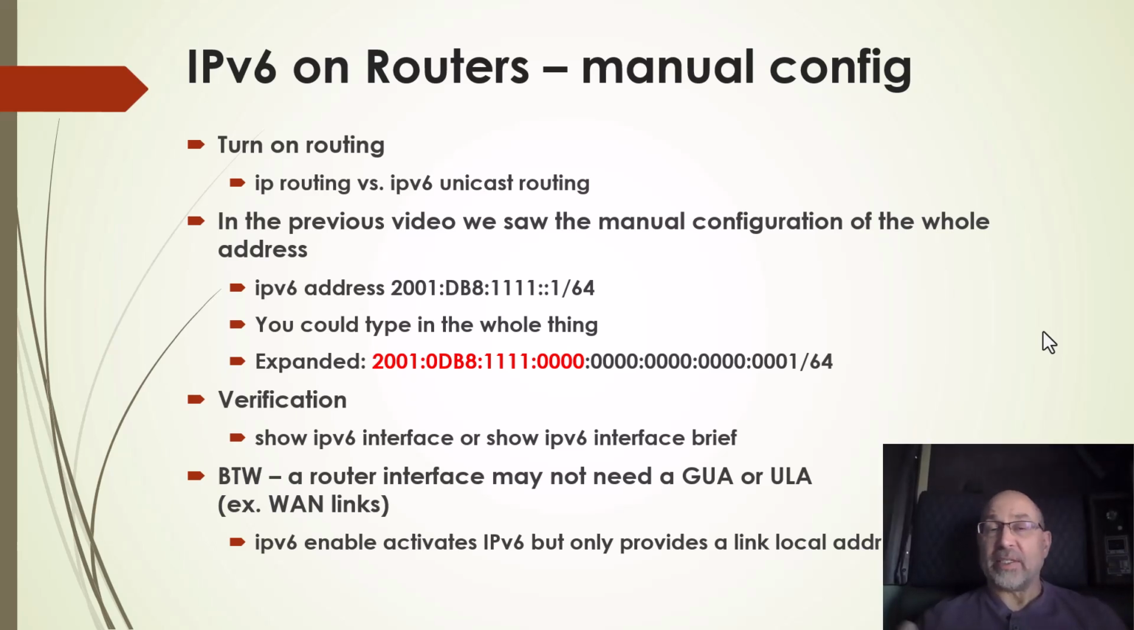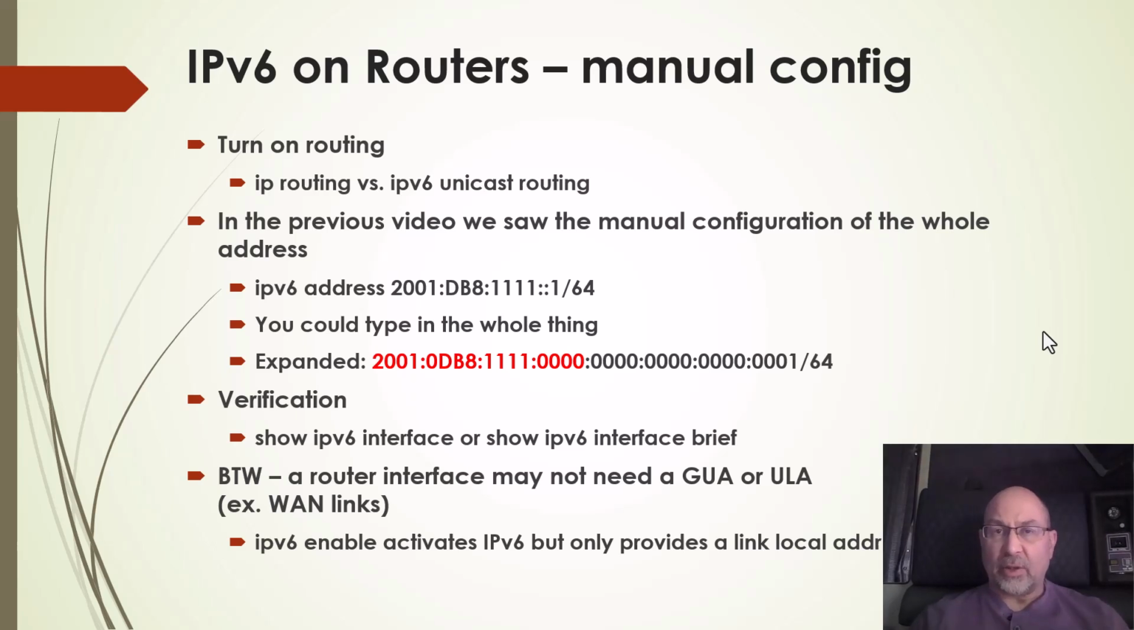Now, just as an aside, a router doesn't actually need a globally unique or unique local address at all. You can get away with just what's called a link local address. We sometimes see this on WAN links because they're not doing applications, they're just forwarding traffic between routers.